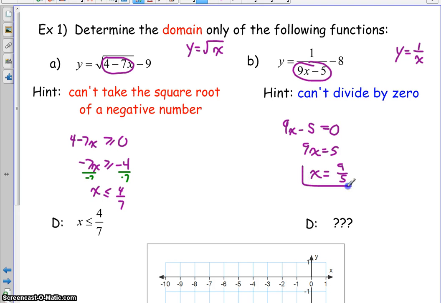So what we're saying here is that when x is equal to 5 over 9, the denominator here is going to be 0, which means you're going to have 1 divided by 0, which can't exist. So what that tells us for our domain is that x cannot be equal to 5 over 9.